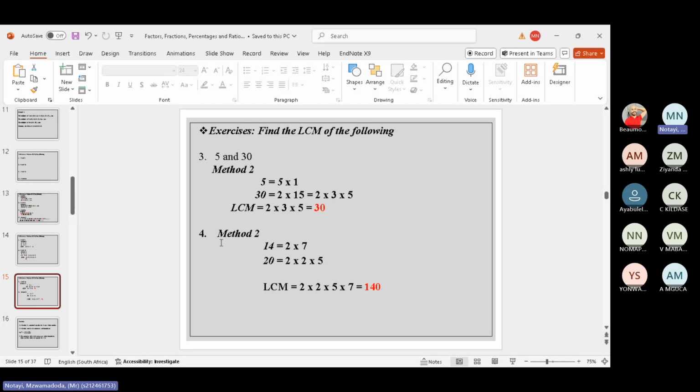Okay, number 4, 14, which is equal to 2 times 7 in its prime factors, and then 20 is equal to 2 times 2 times 5. So the LCM is equal to 2 times 2 times 5 times 7. So we get 140, which is similar to the answer that we got also using that other method.